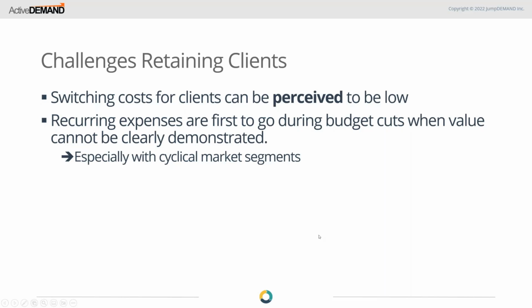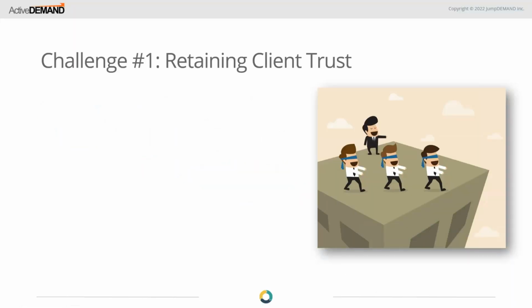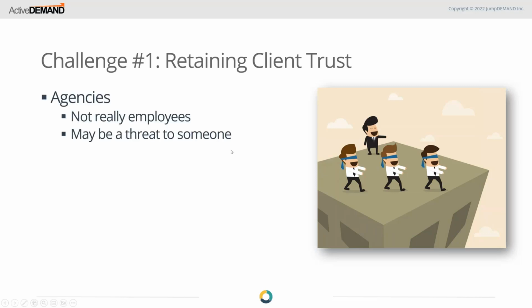There are several challenges we have as marketers in maintaining strong strategic relationships with our client constituents, and I think the biggest one, as I just mentioned, is trust. Agencies are not even employees. They're hired guns, and quite often, you may not know this, they're probably a threat to somebody who's not thinking about the business. They're just thinking about their own jobs. A marketing agency is actually a threat. So there's this lack of trust.